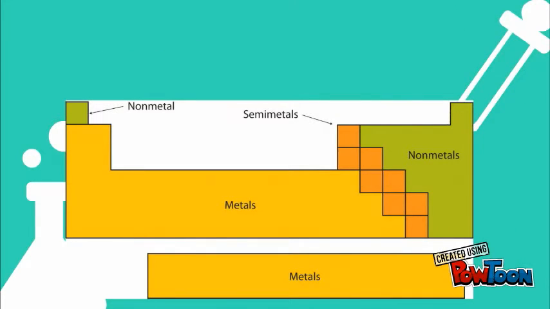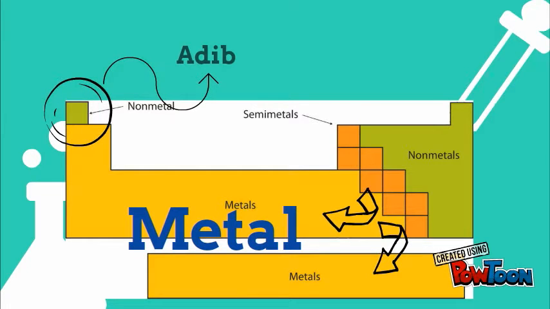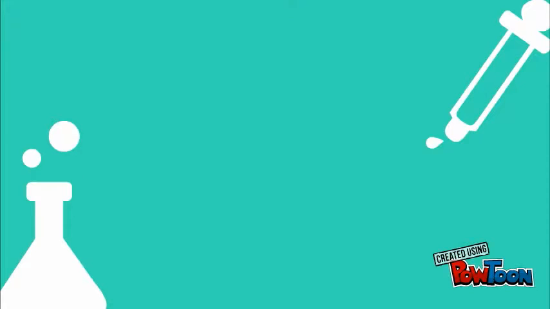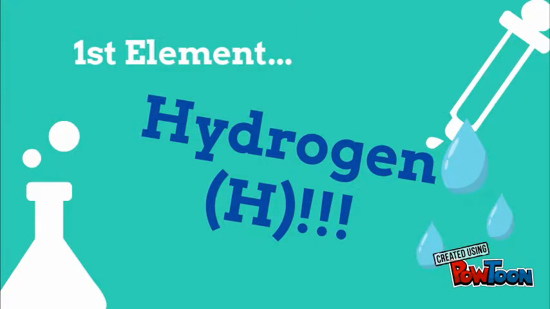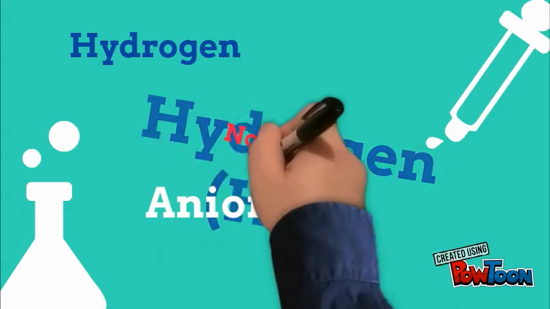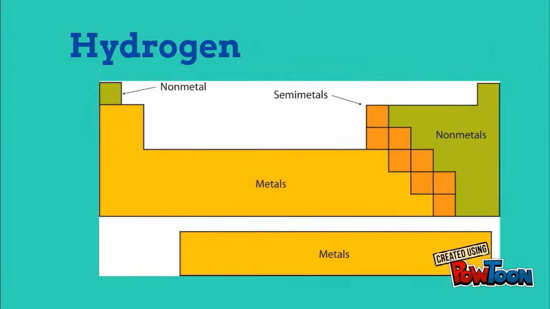Now, everything else to the left of the metalloids are all metals, including the additional elements below. But there is a special element in the periodic table that is on the left of the metalloids but is not a metal. It is the first element, hydrogen. Hydrogen is a non-metallic element which makes it an anion. Other anions are found in the right portion of the metalloid stairs.